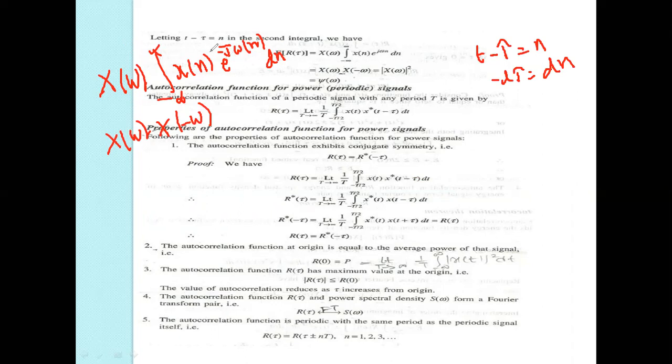Why is it a minus? Suppose we take the conjugate term, X of omega and X conjugate of omega, it becomes the squared magnitude of X of omega, nothing but psi of omega. The Fourier transformation of R of omega, we got as psi of omega. Got it, my students?